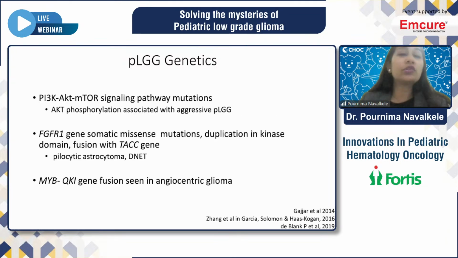The other pathway which is followed is the PI3K AKT mTOR signaling pathway, which involves AKT phosphorylation, and that's associated with some aggressive types of PLGGs. FGFR1 gene mutations or duplications and fusion with the TAC gene are also noted, typically in pilocytic astrocytoma and sometimes in DNET. The newer entity, the MYB-QKI gene fusion, is specifically seen in angiocentric glioma.